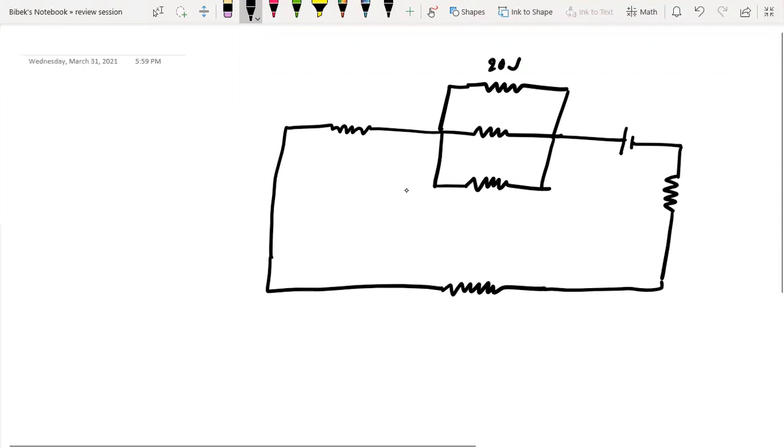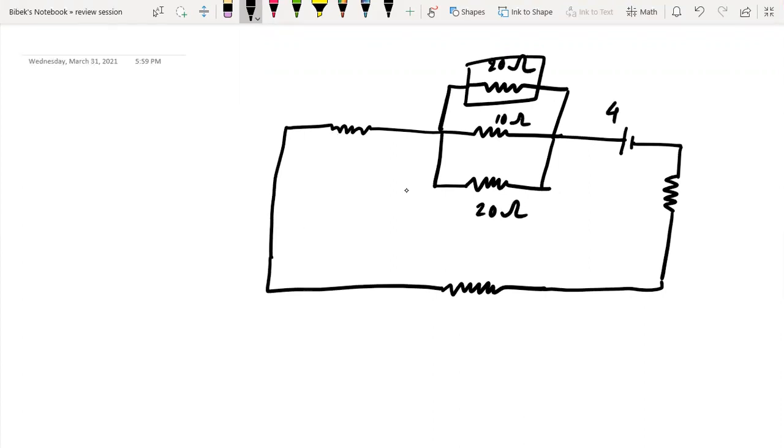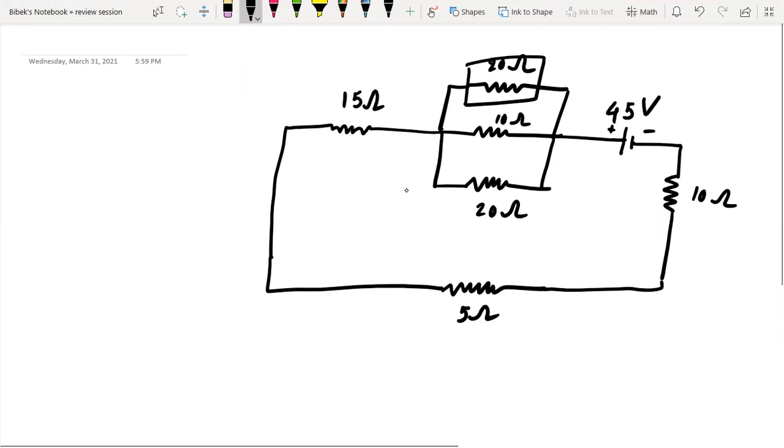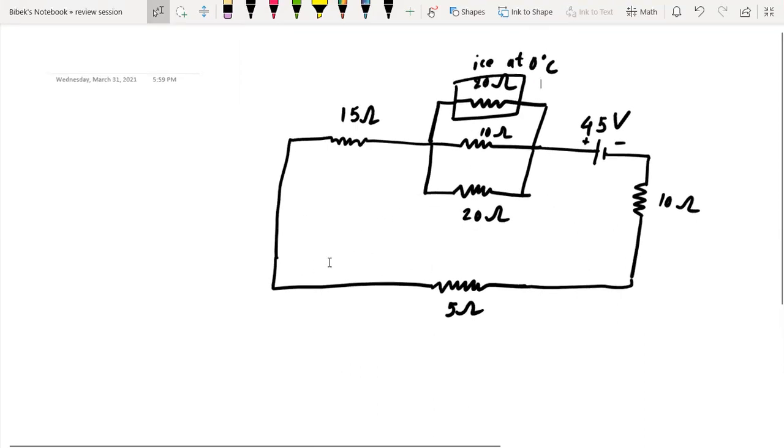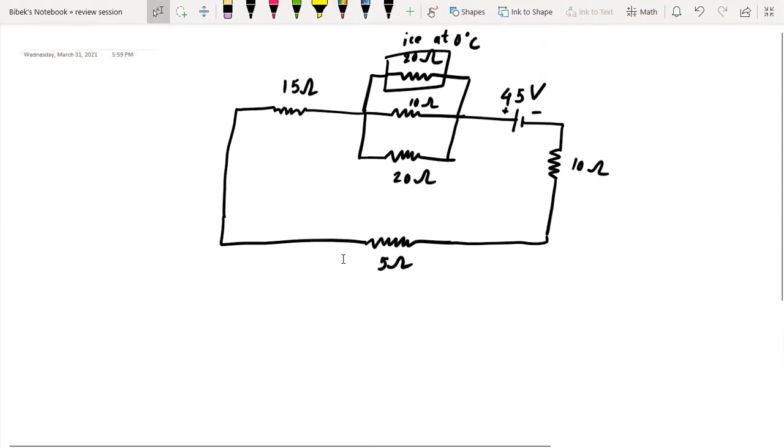So it's 20 ohm, which is inside a block of ice. This is 10 ohm. This is 20 ohm. This is 45 volts. This is positive, this is negative. 10 ohm, 5, and this is 15. So this is ice at 0 degrees centigrade. Now what you need to do is calculate the rate at which this ice melts. That means you need to calculate the power being delivered here.